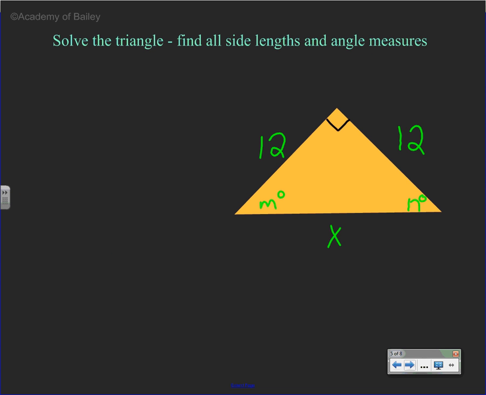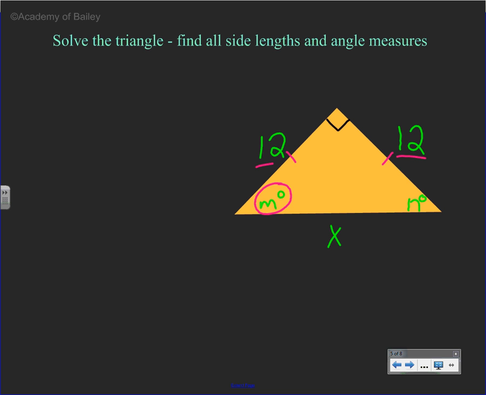Okay, if we look here, it says solve the triangle, find all side lengths and angle measures. Well, let's go ahead and find, do you want to find M or N first? Well, we know that since both sides are 12, those sides are congruent, so therefore M and N are congruent. They are the base angles of an isosceles triangle, so they must be congruent. So let's solve for M.